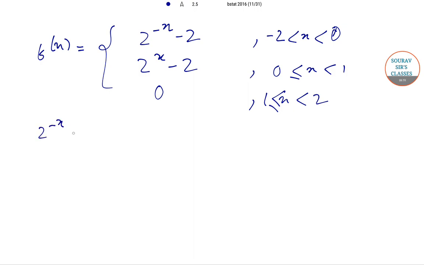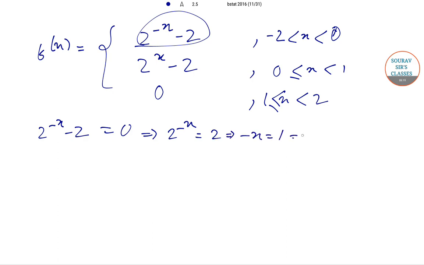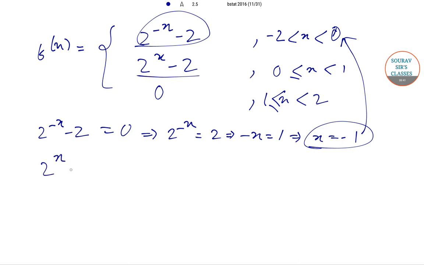Now if 2 to the power minus x minus of 2, this part, is equal to 0, that will give us that 2 to the power minus x is equal to 2, that will give us that minus of x is equal to 1, and that will give us that x is equal to minus of 1, which lies in this interval. So basically x equal to minus 1 satisfies f of x equal to 0. And now we'll move on to the next part. Now we will be getting 2 to the power x minus 2 will be equal to 0. We'll be checking for this part.